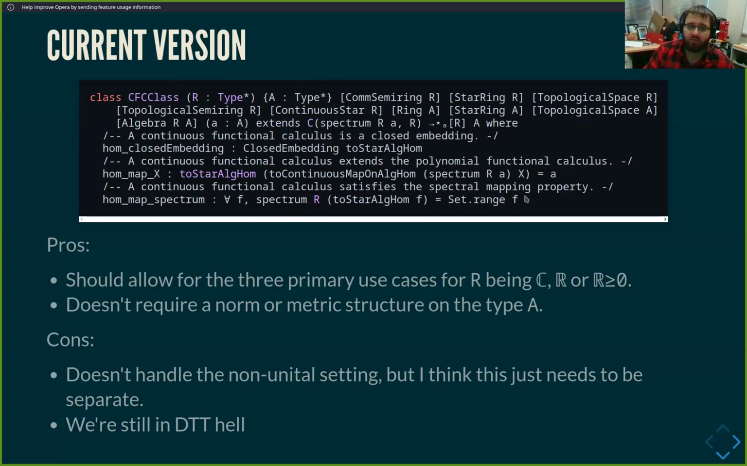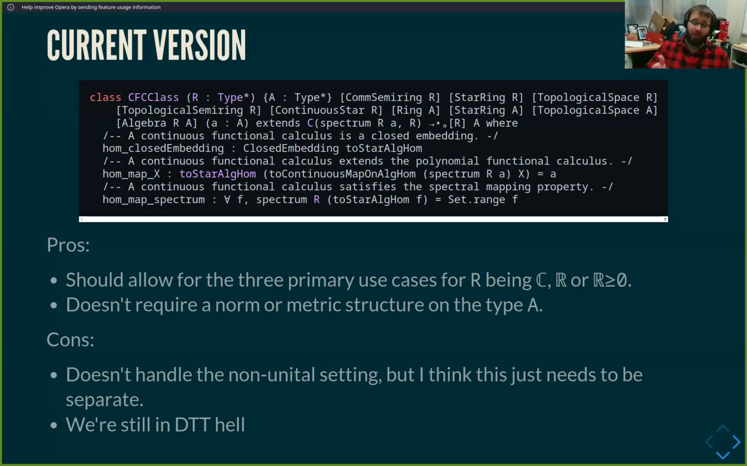It doesn't require a norm structure. We just have topological considerations here. And then there are some disadvantages. One, it's not going to handle non-unital things at all. But in addition, that's not such a big deal, because I think that should be a separate thing anyway. We're probably just going to have to deal with the non-unital case separately.